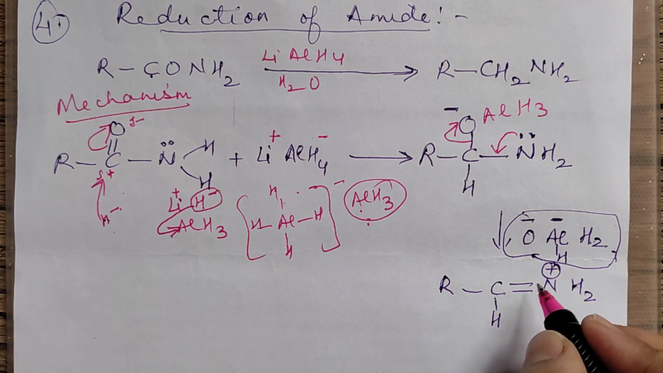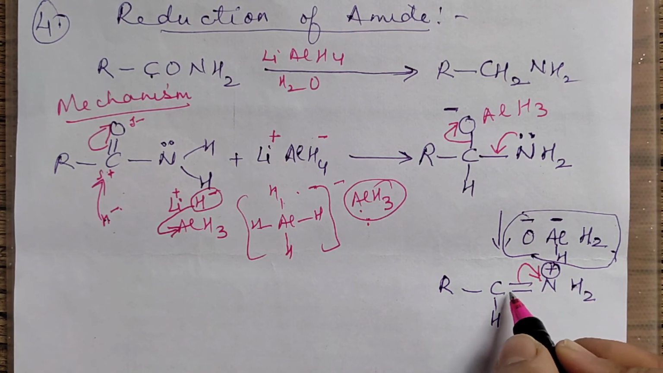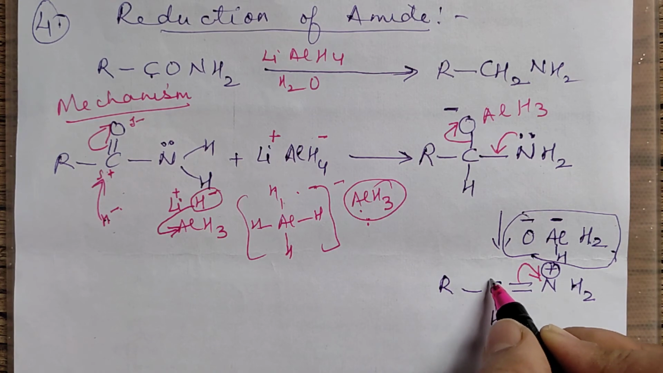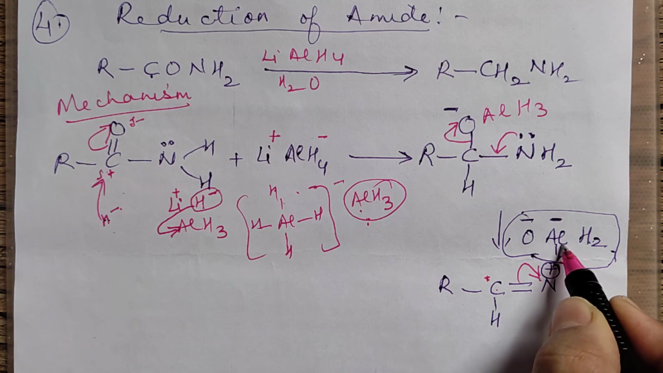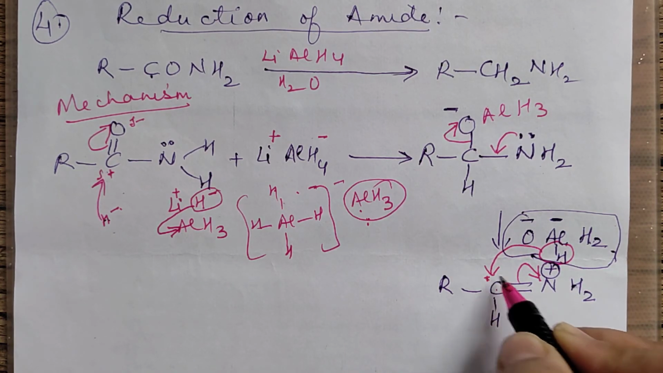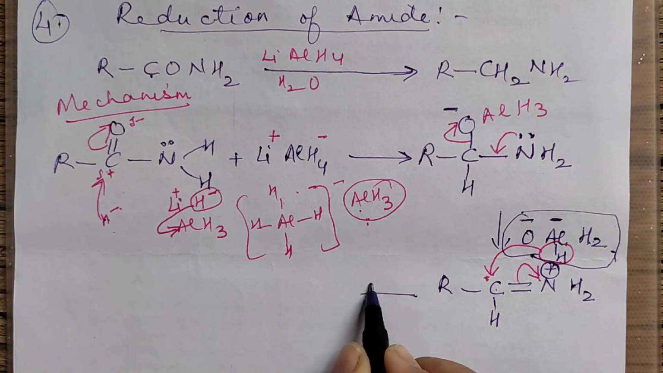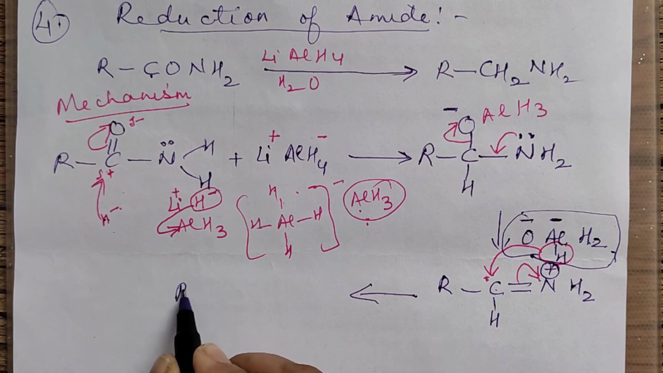Now what happens is, this nitrogen will never be happy to get a positive charge. This will try to take its electron back. When it tries to take the electron back, again this carbon becomes deficient. Carbon becomes deficient means it will get a positive charge. When this gets a positive charge, again this H minus from here as hydride will come and get attached onto the carbon atom.